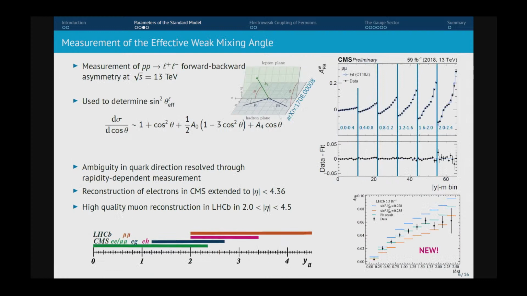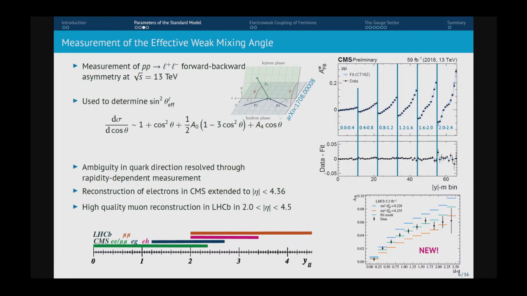Both CMS and LHCb have released measurements of the effective leptonic weak mixing angle. This measurement we do in Z boson decays to 2 leptons, and the cross-section expanded in spherical harmonics is shown here. And you see here, there's a term that is linear in the polar angle of the decay lepton relative to the quark plane. And this parameter A4 is sensitive to the coupling and hence to the weak mixing angle.